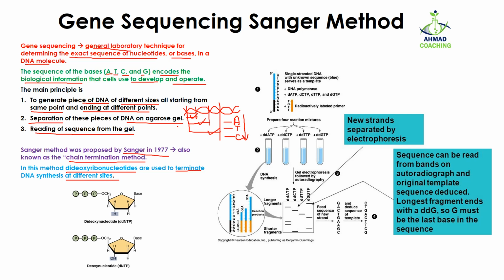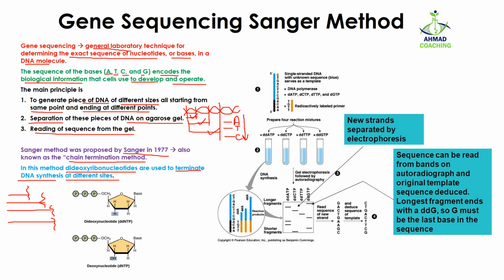I told you that we have to generate different size pieces. Similarly, what is happening here is that when the DNA is synthesizing, we are going to stop its synthesis at different sizes like this, and because we are terminating the chain like this, from here no further movement is required. So as we are terminating the chain synthesis, that is why we call this method the chain termination method.